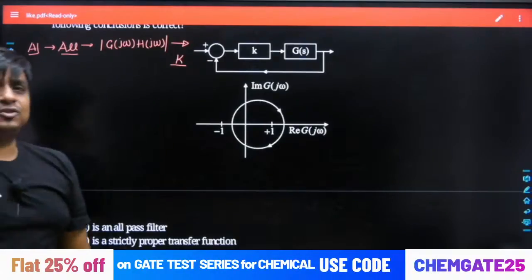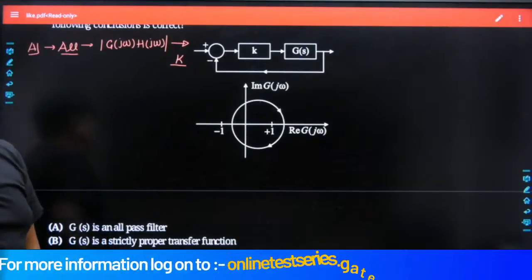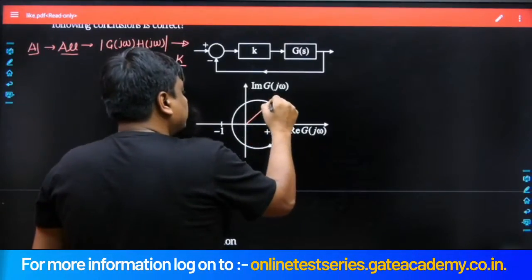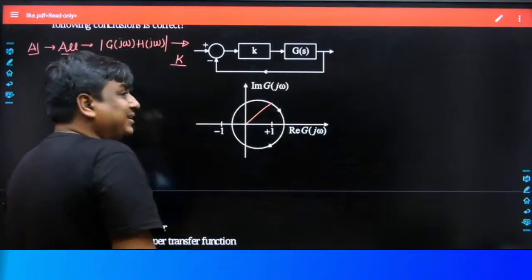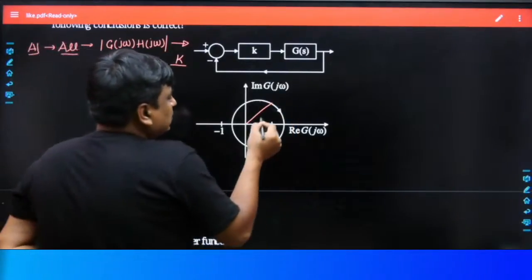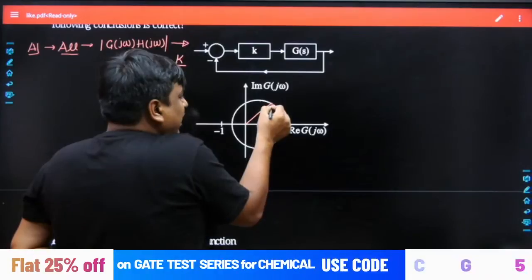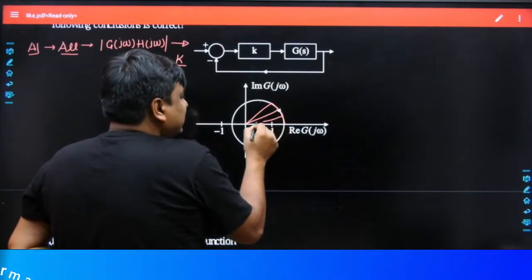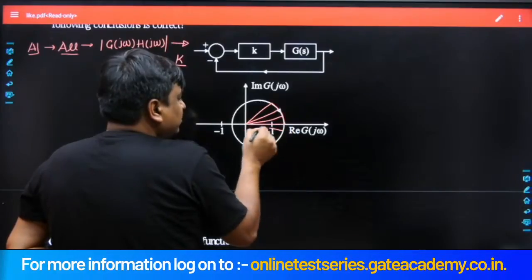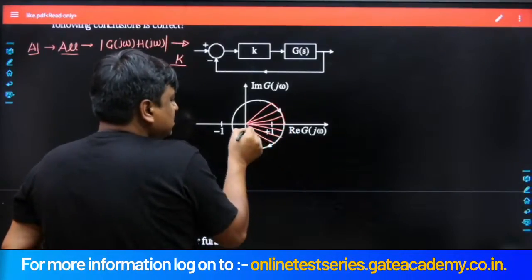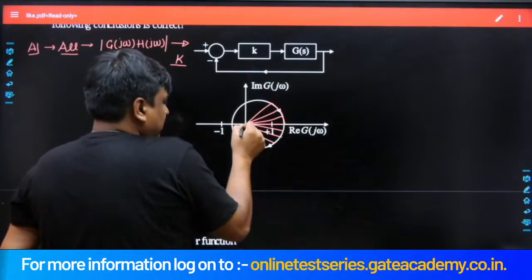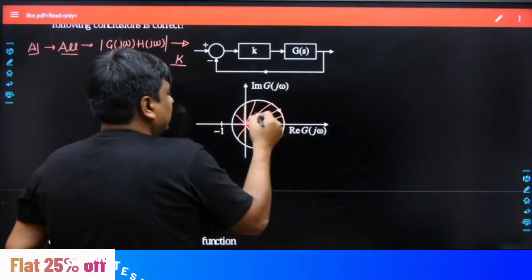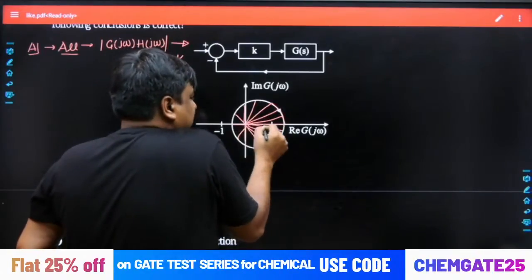Whether this has been the case or not, no my dear friend, this has not been the case, because as the omega had been changing, exactly I won't be able to say in which direction the omega had been increasing, but one thing has been quite sure: as you had been moving over this plot, the distance from the origin keeps changing. You can see here the distance had been least and it keeps increasing, and here the distance has been maximum.